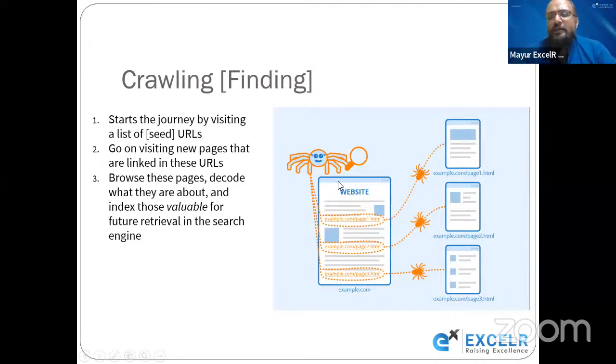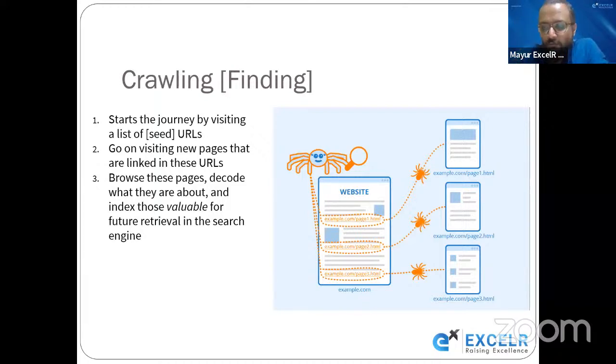In your website, a lot of URLs will be there. URLs are nothing but the address, like www.xyz.com. Just like that, within your website, a lot of URLs will be there, right? xyz.com/blog, xyz.com/products. Like that, a lot of URLs will be there. So it will start visiting all the URLs, crawling through all of them.